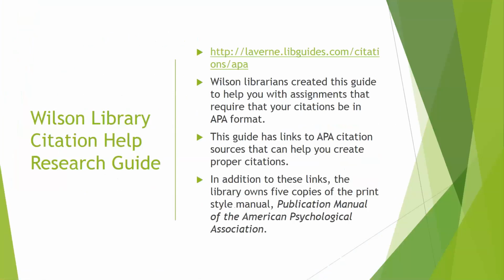And so we have put together here at the Wilson Library a citation help research guide. This is one of my favorite tools to show students when they come in and need help. We have created this guide to help you with any of your assignments that require APA format. And we have all sorts of links on it. So it's to help create a way for you to have a central point to come back to all your resources on APA. So they're all in one easy place for you. So I'm going to go ahead and demo that today.